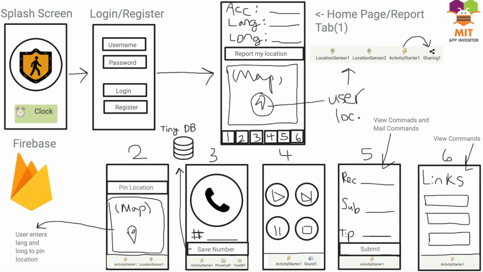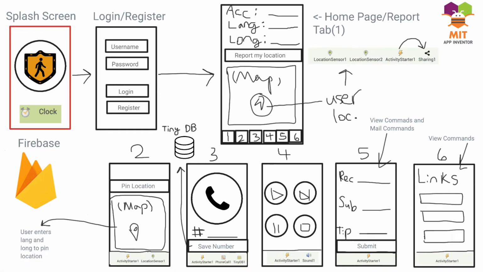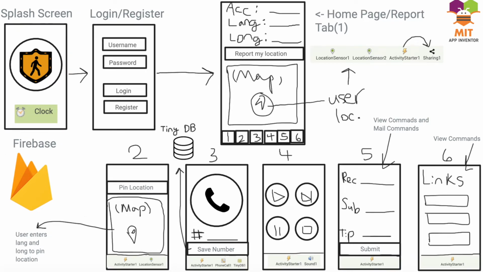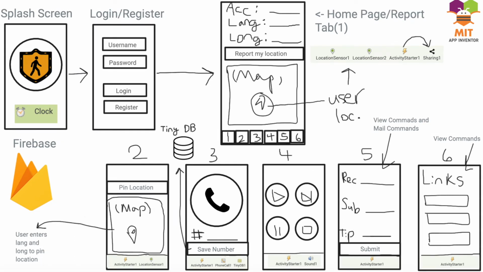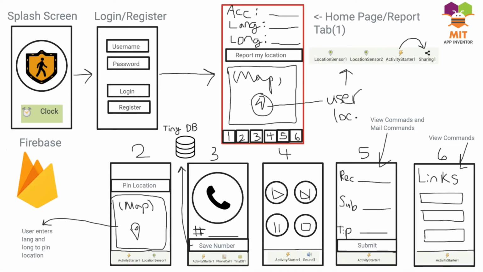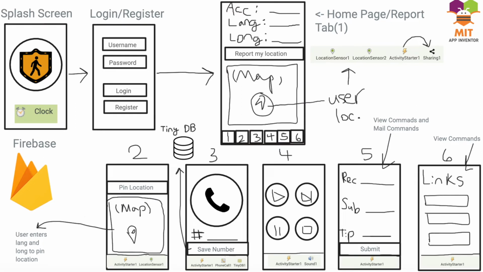We used MIT App Inventor to develop this app. The first screen that is displayed is a splash screen, which utilizes a clock to show the SafeStreet logo before disappearing. The next screen is the login page that uses a Firebase extension which saves the user's username and password in a database. After successfully logging in, the user is directed to the first page, which serves as the home page and Report tab. Location sensors are used for locating the user on the map, and an activity starter with a combination of the sharing feature is used so the user can report their preloaded coordinates.